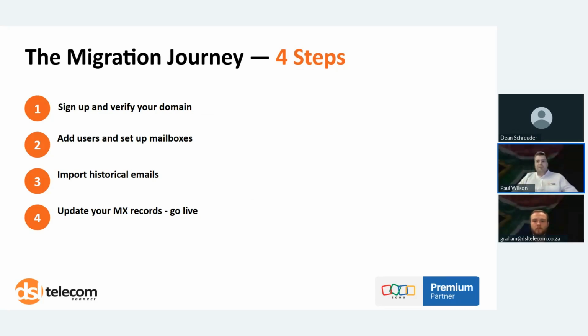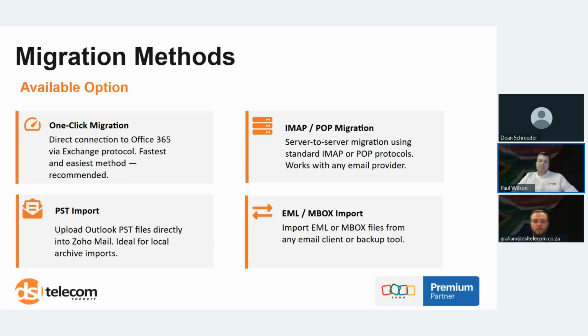And we can also talk about the migration methods. So with Zoho Mail, we've got at least 4 migration methods that we can use. So there's one-click migration. This is a simple one-click operation that is used for Office 365 using the Exchange protocol. Then there's also the IMAP and POP migration.